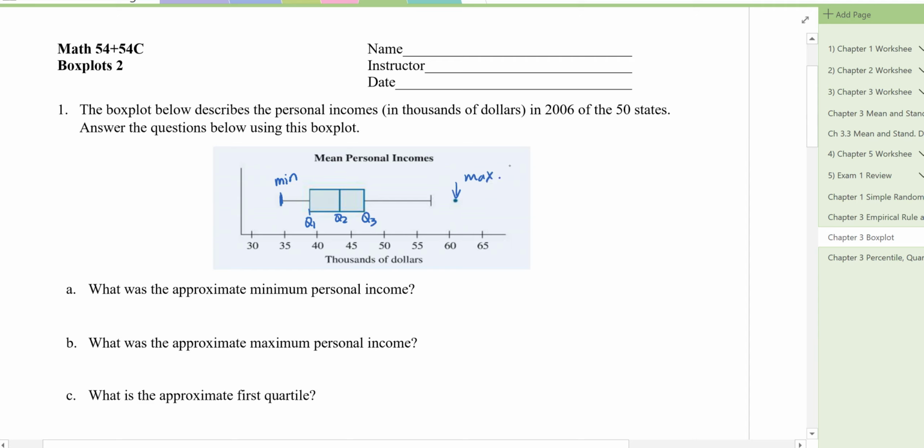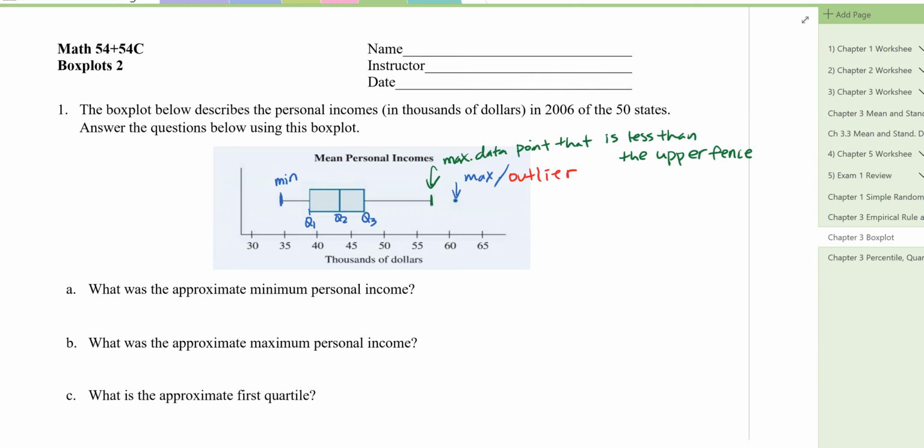Also here is an outlier of the data set. This is an outlier. And this point over here, pay attention, is not the maximum, but it is the biggest data point that's less than the upper fence. And let me write that. Okay, so let's read it.